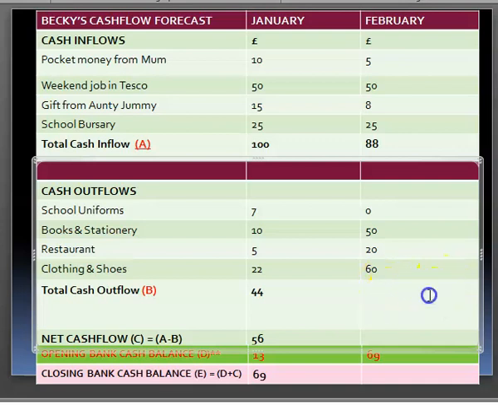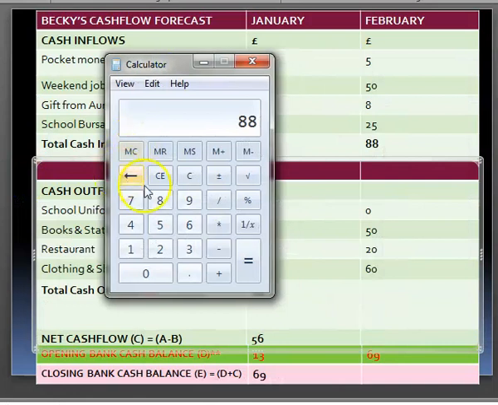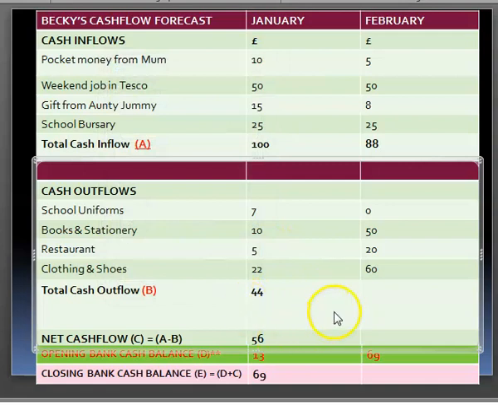And then when you add all of these together, which is going to become your total cash outflow, let's see what that comes to. Bringing this calculator to you now. I hope you can see this calculator here. So 50 plus 20 plus 60, that gives you 130. So you're going to be spending £130 in February, and that becomes your total outflow, which is your section B. So as you can see, you're spending more in February than in January.